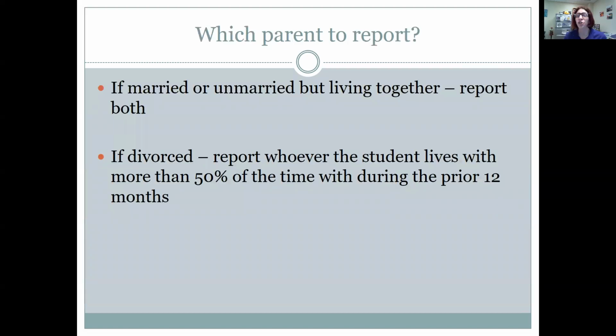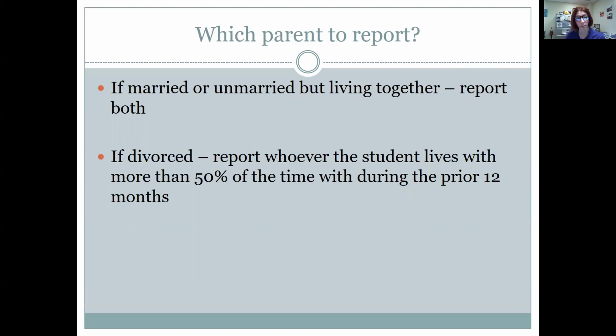Okay, so let's say that you don't meet any of those qualifications to be an independent student and you do have to report your parents' information. So the question I get asked a lot is, okay, so which parent do I report on the FAFSA? Well, if your parents are married or they're unmarried, but they're living together, then you're going to report both of their information on the FAFSA.